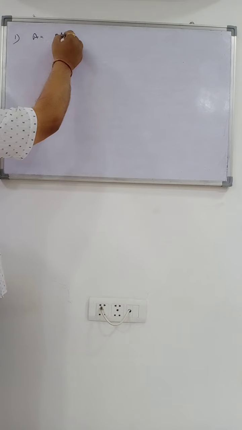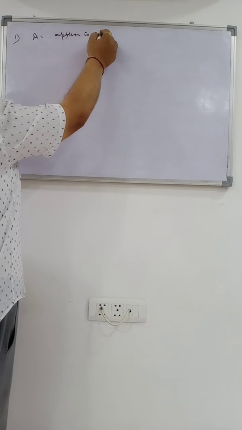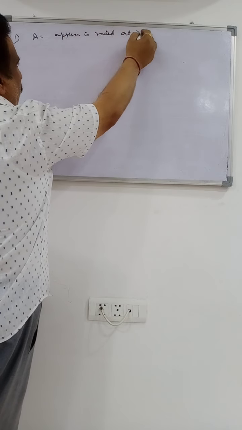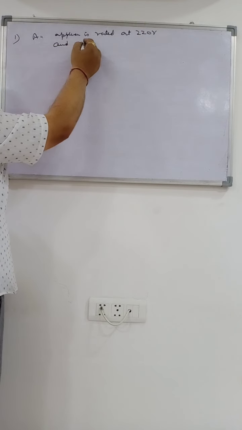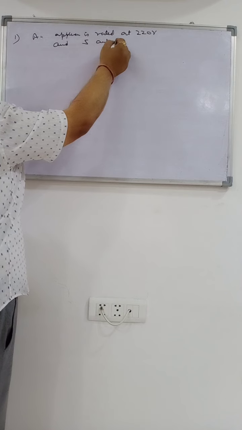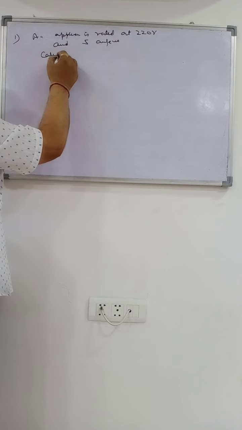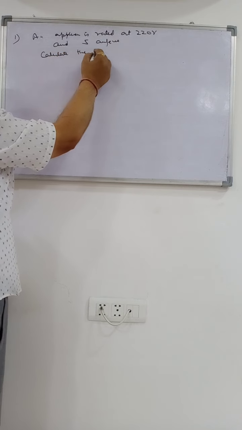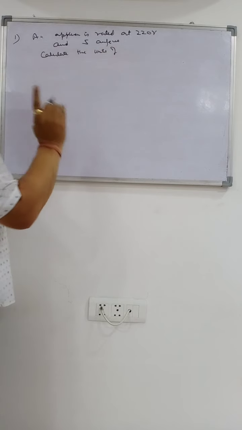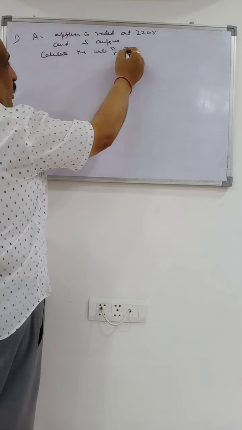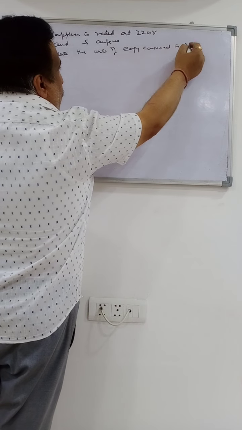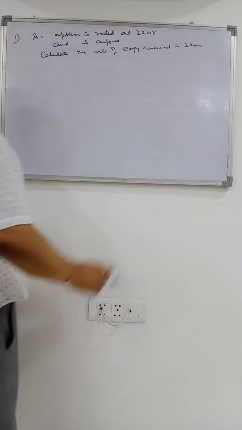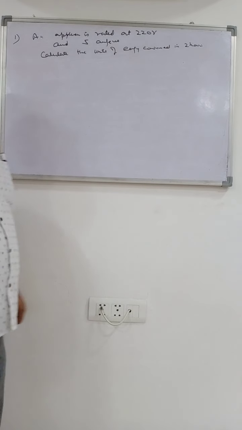an appliance is rated at 220 volts and 5 amperes. Calculate the units, meaning commercial unit, kilowatt hour, units of energy consumed in 2 hours. Units of energy, units means what? The commercial unit of energy, kilowatt hours.